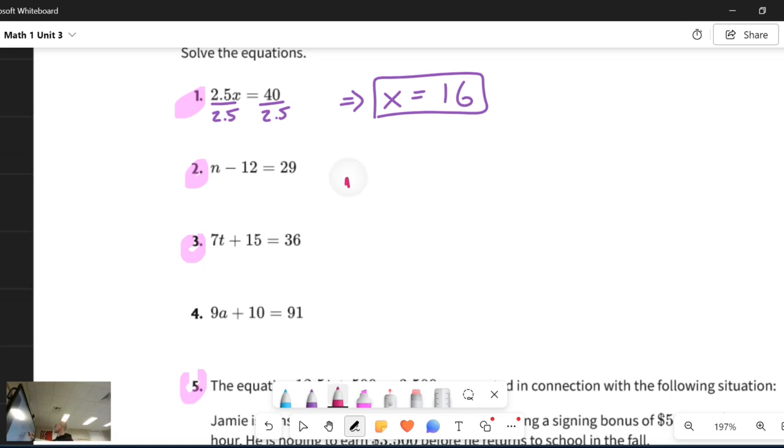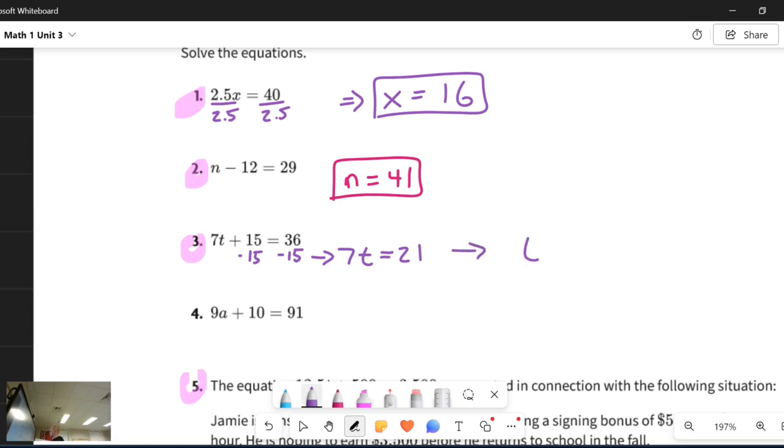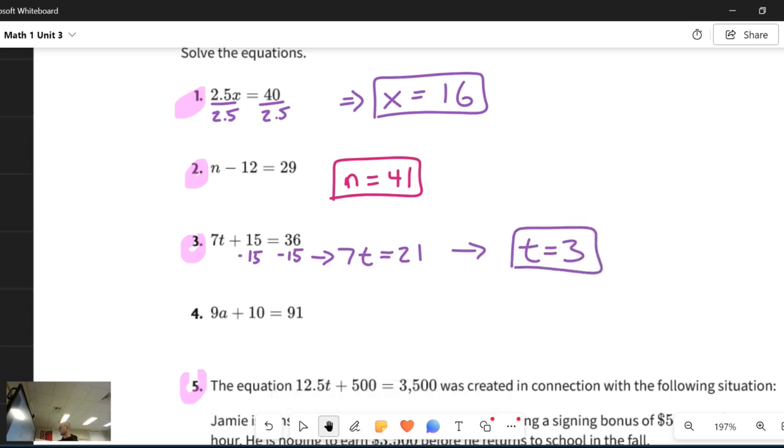We get here to the next one. We're just going to add 12 to both sides. We're going to get n is equal to 41. Back here, we're going to subtract 15. We're going to get 7t is equal to 21. Divide both sides by 7 to get 3. And have yourself a day.